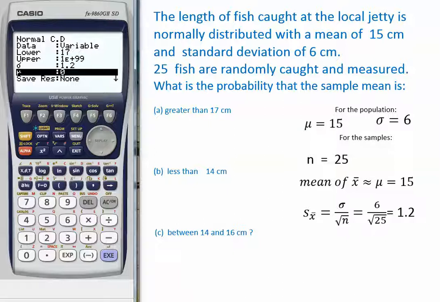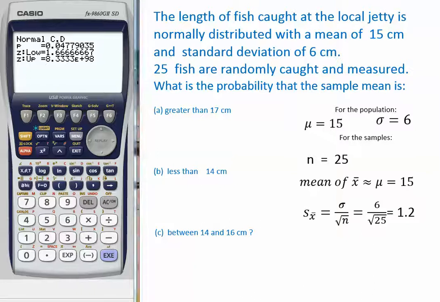And again, we're dealing here with the mean of the means, but the central limit theorem tells us that that's about the population mean. In other words, we're going to put in here the population mean of 15. So now when we hit EXE, we find the probability that the sample mean will be greater than 17 centimetres. And there it is, the answer is 0.0478. Just summarising our answer, the probability that the sample mean is greater than 17 is 0.0478 to three significant figures.